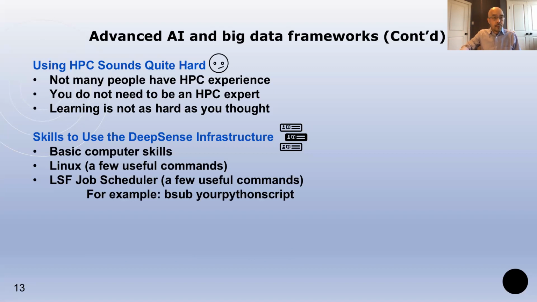Here's a very simple example. bsub is a command to submit your job. bsub is just an LSF command. bsub and then followed with your Python script name. You definitely will need to write some script or some code for your project, right? So bsub and then your Python script name, hit enter, your job is submitted. Done. But of course, this is a very simple example. You may have to add a few more arguments at the command line to let the system know more about your requirements. But you don't need to know a whole lot about LSF.